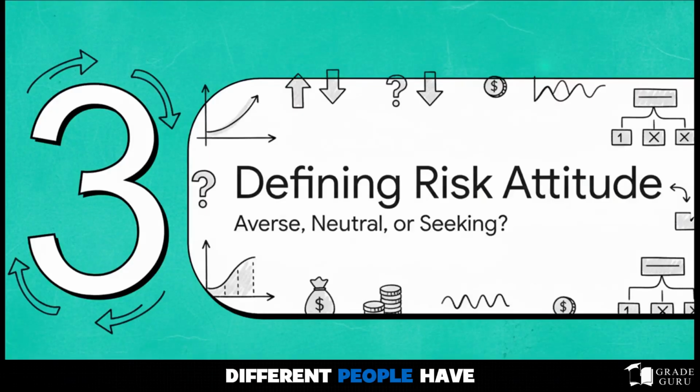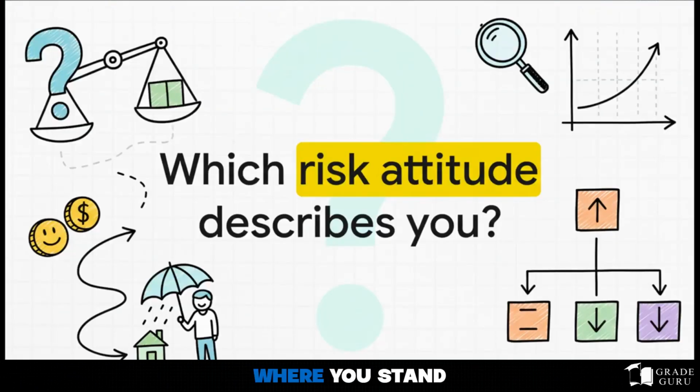So why do different people have different price tags for the very same gamble? Well, it's because we all have different attitudes toward risk, and we can neatly classify these into three main types. So how can you figure out where you stand? Simple. Just compare two things: a guaranteed pile of cash and a gamble that has the exact same expected monetary value. Which one would you choose? Your answer tells you everything about your risk profile.